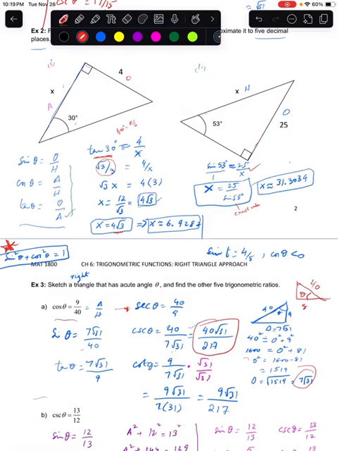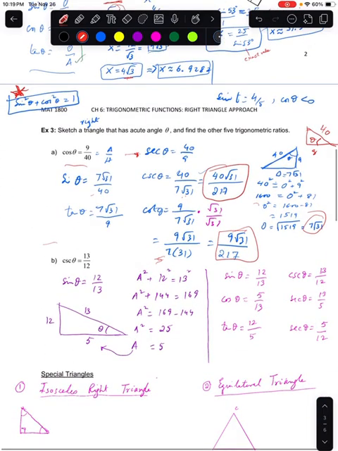So tangent of theta is 7 times square root of 31 over 9. So cotangent theta will be 9 over 7 times square root of 31. So I multiplied by square root of 31 top and bottom, got this, which can then be simplified to this result.